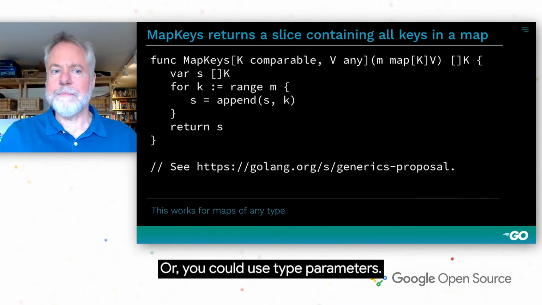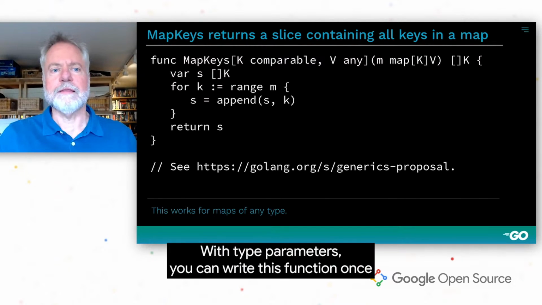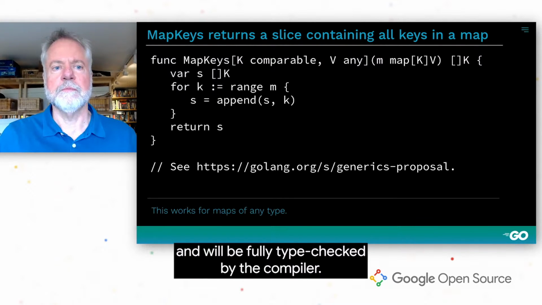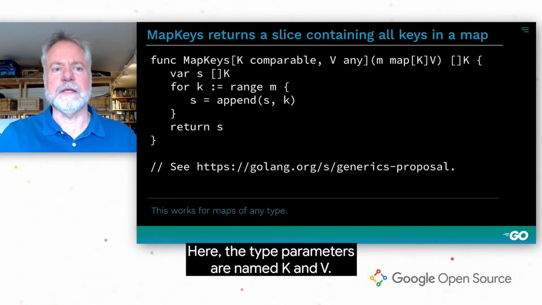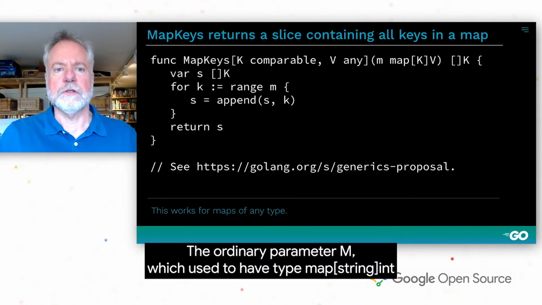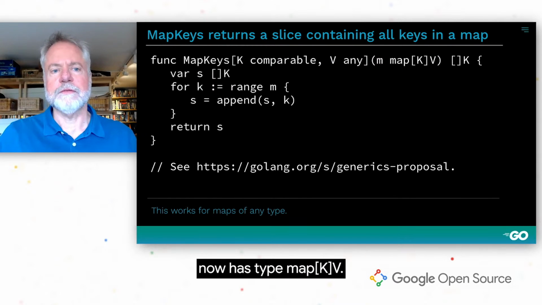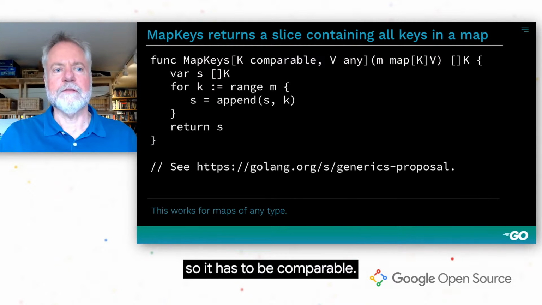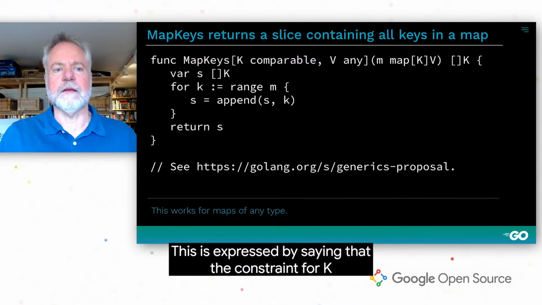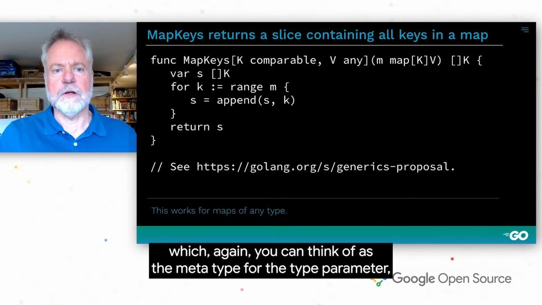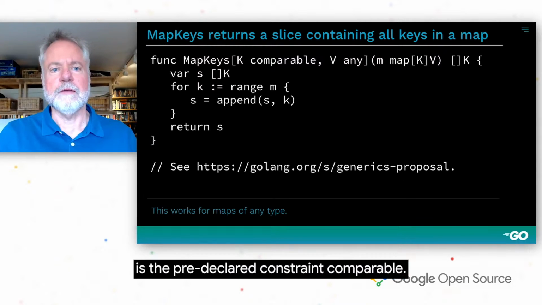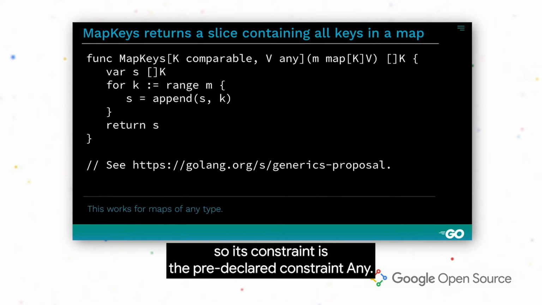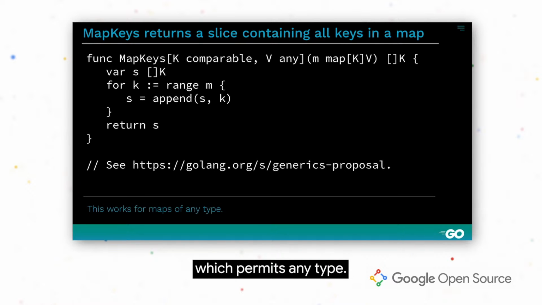Or you could use type parameters. With type parameters, you can write this function once in a way that will work for all map types and will be fully type checked by the compiler. Here the type parameters are named K and V. The ordinary parameter m, which used to have type map[string]int, now has type map[K]V. The type parameter K is the key type of the map, so it has to be comparable. This is expressed by saying that the constraint for K, which again you can think of as the meta type for the type parameter, is the pre-declared constraint comparable. The type parameter V can be any type, so its constraint is the pre-declared constraint any, which permits any type.